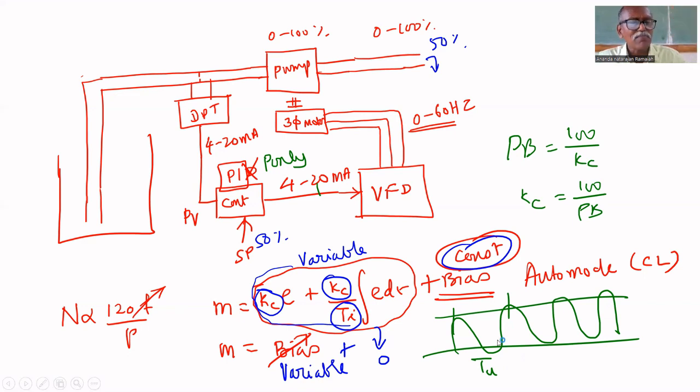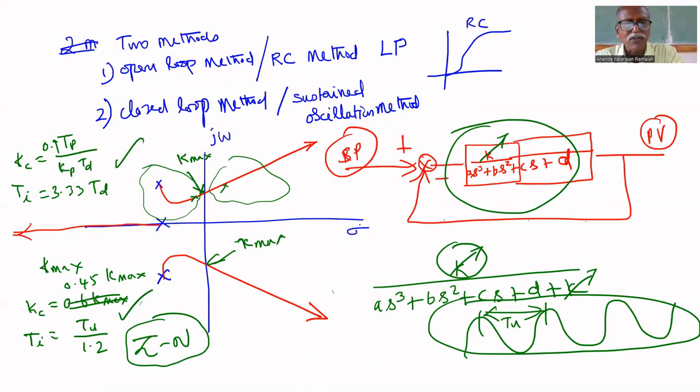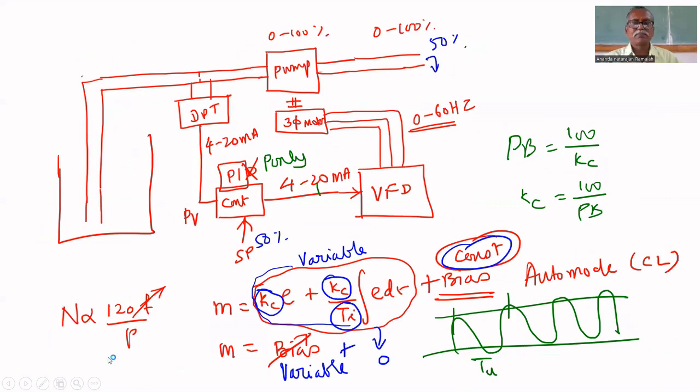You can find the formula. That's all. Tuning is over. What is the formula? Already I told you that Kc equal to 0.45 K max, Ti equal to Tu divided by 1.2. Now, how to find Tu we have to find.